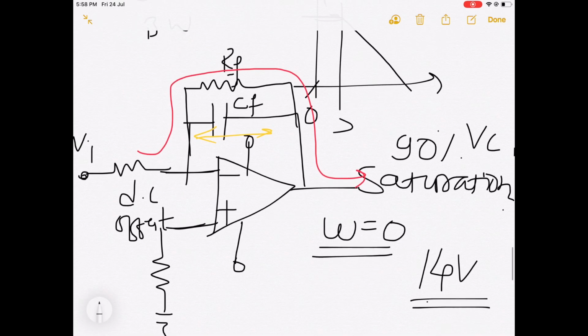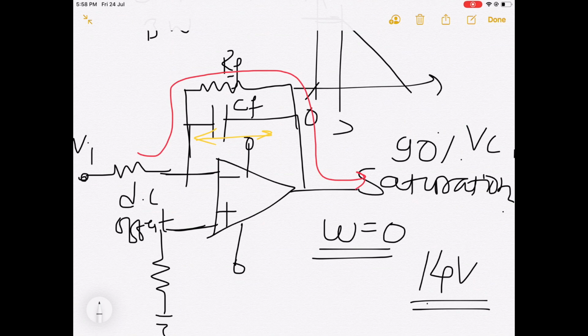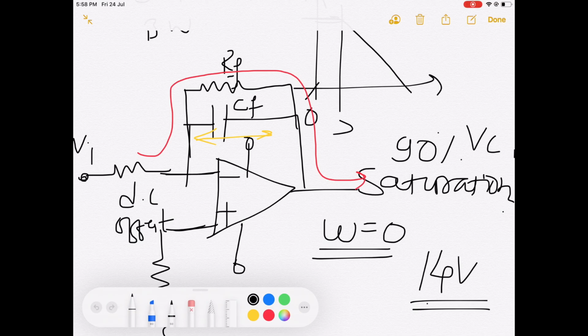Now in the last video I have drawn this diagram with the basic integrator, means only capacitor and these resistors. With this we have applied RF here. This RF provides low frequency path.